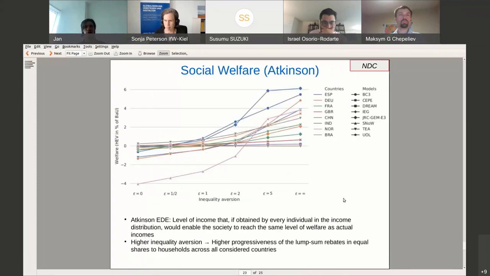more progressive results. And then when we pack all of this into a social welfare function, in this case, an Atkinson EDE, we see that for sufficiently high degrees of inequality aversion, we actually find positive social welfare changes from these regimes. So emission pricing combined with revenue recycling back to households in all of these model runs, and that is more or less pronounced given different levels of CO2 prices in the different regions mostly.